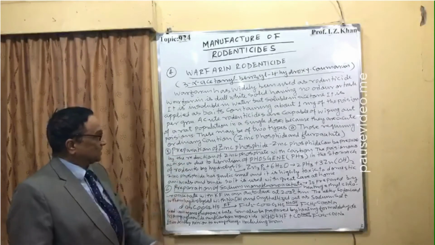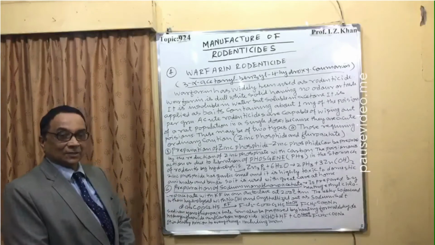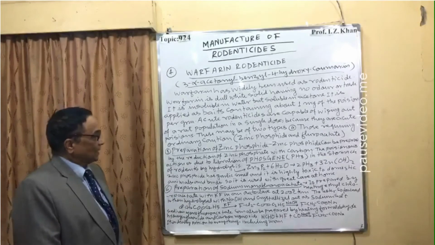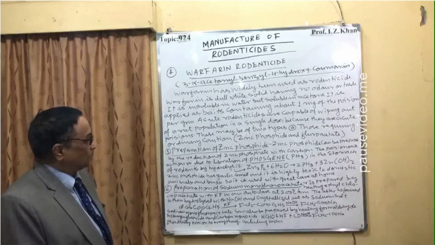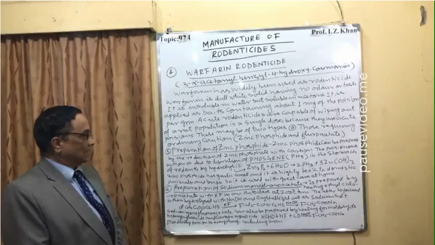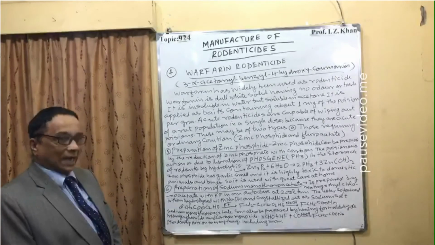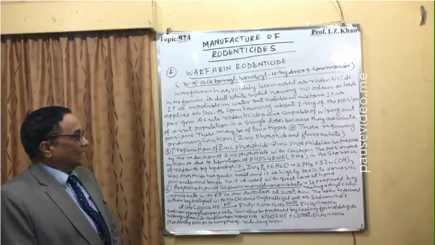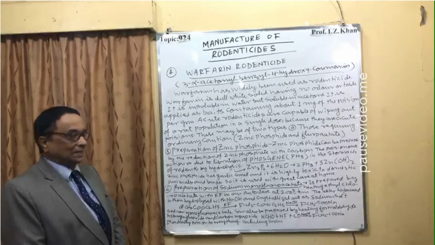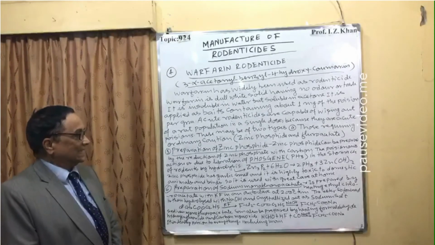Number 5, preparation of zinc phosphide. Zinc phosphide is also a very popular rodenticide. Zinc phosphide can be prepared by the reduction of zinc phosphate with carbon. The poisonous action is due to the liberation of phosphine, that is PH3, in the stomach.